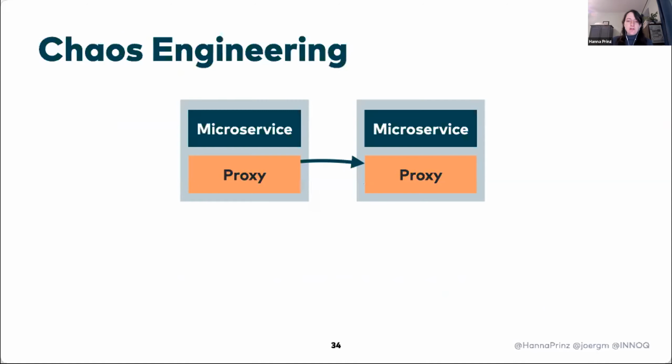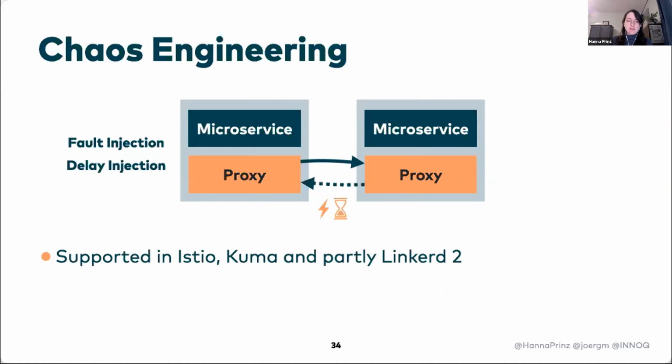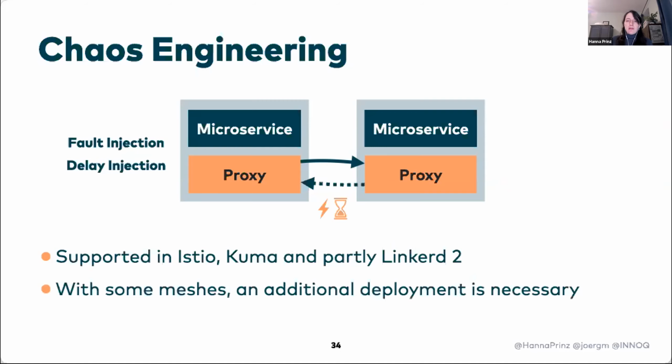Then there's chaos engineering, which is pretty much breaking your application in a controlled way. And what you can do is fault injection. So you can let the service behave as if it returns failing responses, or you can delay responses. So you can do experiments, and you can check assumptions that you have around your application, your stability. Those things are supported in Istio, for example, but also in Kuma, and some of those things are also possible with Linkerd too. But there's also some details that you should take a look at, because the complexity of those configurations can differ pretty much.